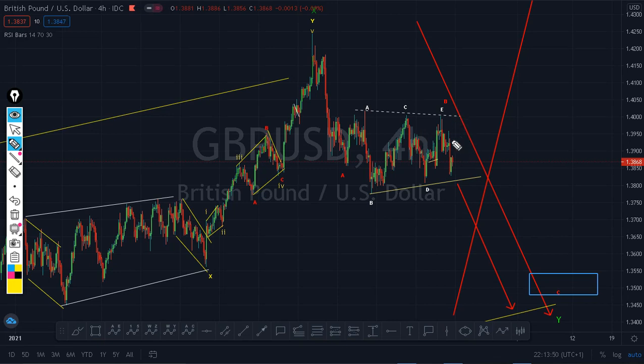What will make it invalid is maybe price moves and goes below here, then it will be invalid. But if price comes here and bounces back, it's still valid, then I will look for sell towards this place. Okay.